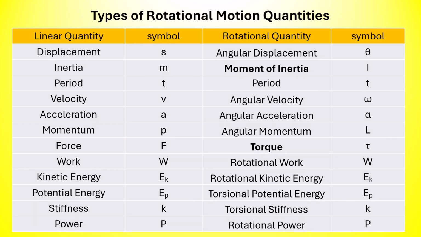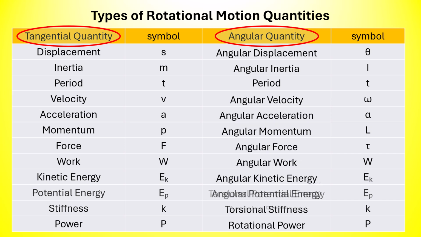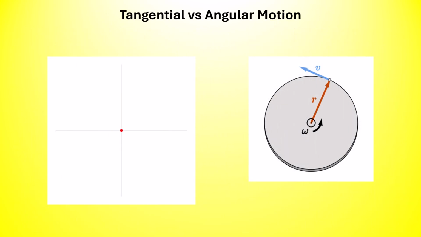A rotational system can be described by both tangential and angular quantities, which are related to linear and rotational quantities as described previously. To avoid confusion and make it easier to compare, we'll just add angular to the quantity names instead of their unique names. One radian is the angle subtended at the center of a circle by an arc that is equal in length to the radius.